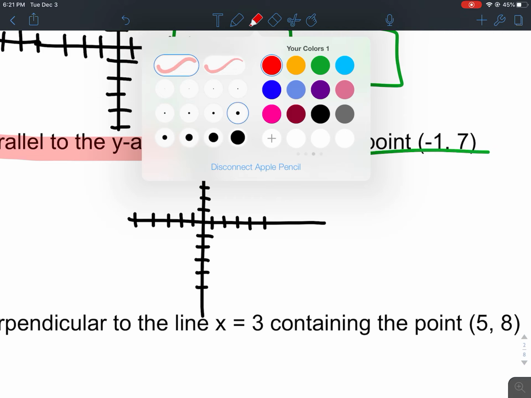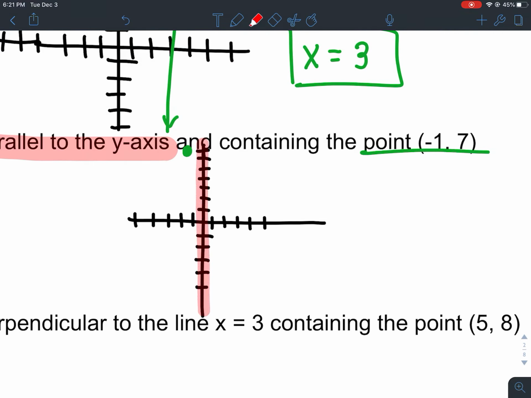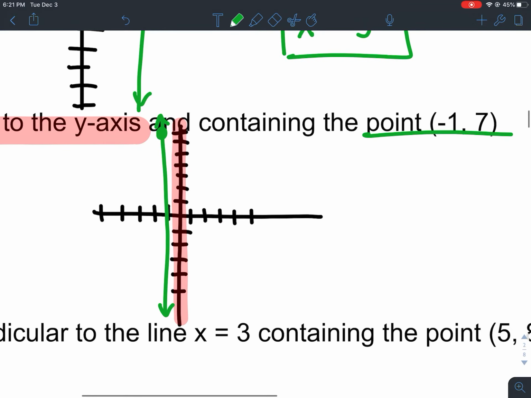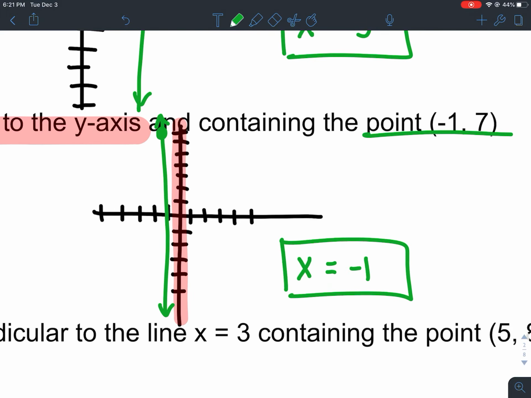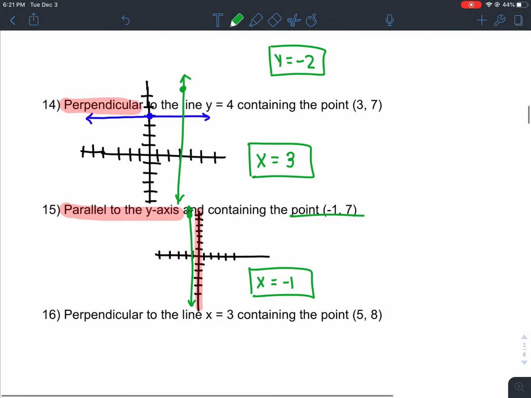We're going to have to make my highlighter a lot smaller. There we go. Okay. We want it parallel to that red line. So do I want my green line to go up and down or left to right? I want it up and down because I want it parallel. I never want it to cross that red line. So this green line is a vertical line. It goes through the x-axis, so it will be x equals, and it goes through the number -1. So x equals -1 is my equation.